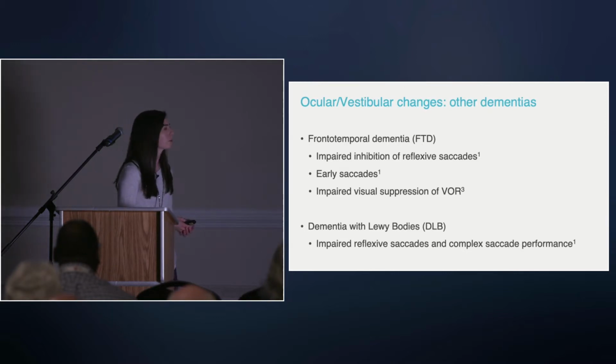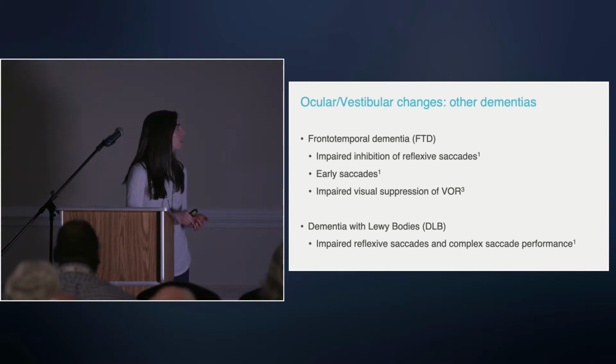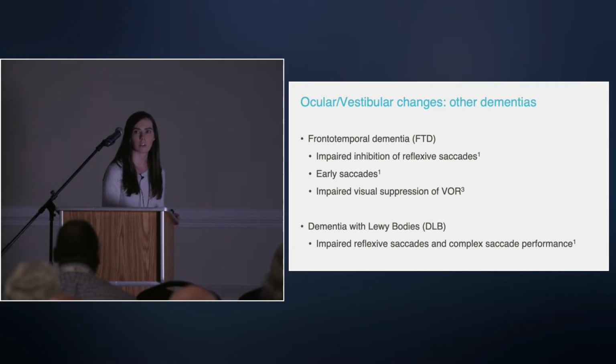And then for dementia with Lewy bodies, impaired reflexive saccades and impaired complex saccade performance. So you can think about that as like reading the newspaper. Anytime I'm reading, it's all a series of saccades that are bringing my eyes from one word to the next.